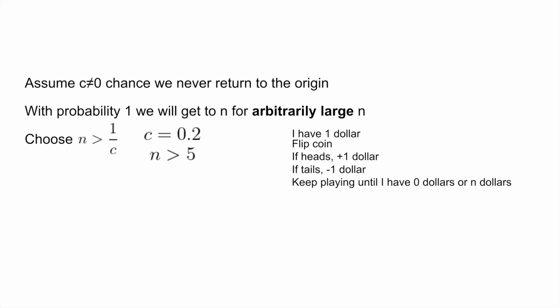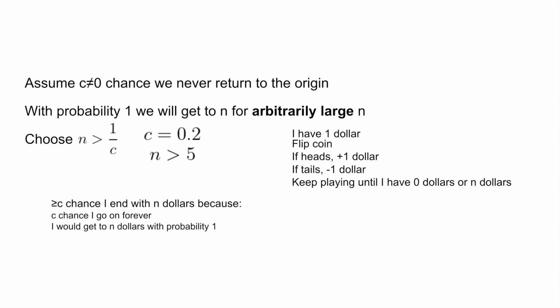Well, there is at least a c chance that I will quit the game with n dollars, because we said there was a c chance that it would go on forever, and in that scenario, I am, with probability 1, going to at some point get to n dollars. And there is a 1 minus c chance that I will have no dollars left when I leave. It could be smaller, but this is basically the maximal possible chance that I do not go on forever, and hence that I can end up back at 0 and leave the game. So the expected value for the amount of money I leave with is c times n plus 1 minus c times 0, which is equal to c times n.